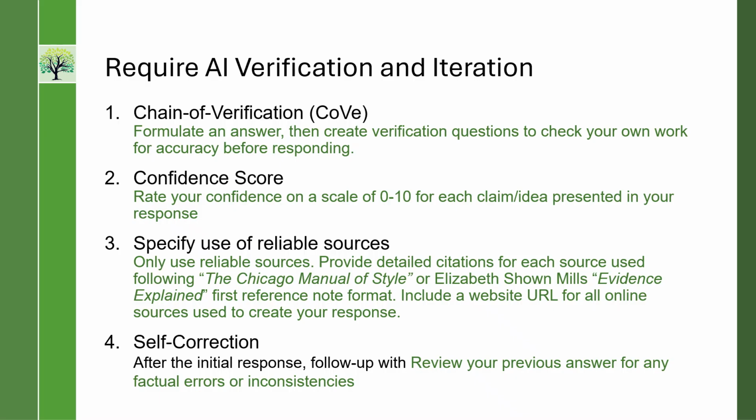You want to specify reliable sources. I do this one all the time. I'm sure it knows that I want these by now. Only use reliable sources. And then I tell it to give me the source and tell me where I can find the source so that I can go verify if I want to. And then self-correction after the initial response. So when you get to the layered prompt section, follow up with this phrase: review your previous answer for any factual errors or inconsistencies. So you can kind of get it to help you recognize hallucinations.